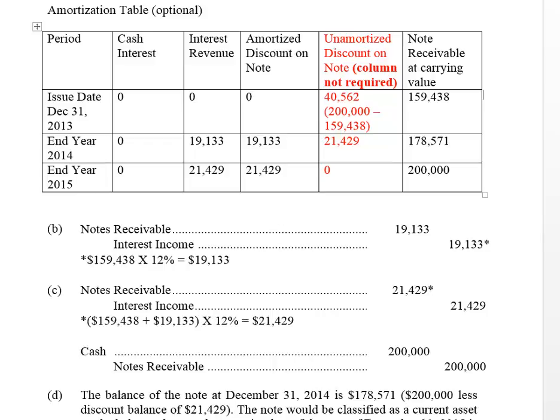Number one, it has to record the note at the date the note's made. In our case, that's December 31st, 2013. The second thing they have to do is make journal entries to record interest on the note at the end of 2014 and the end of 2015.